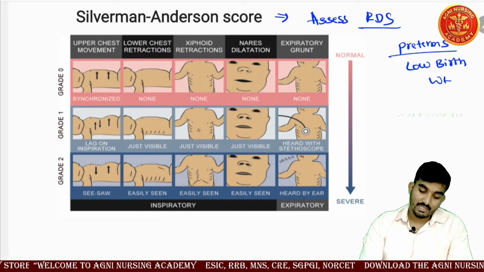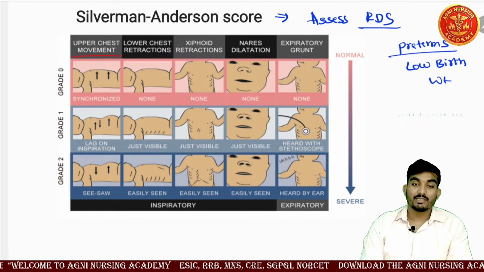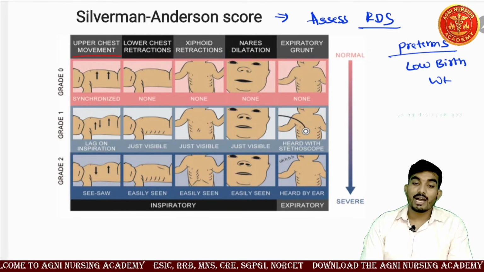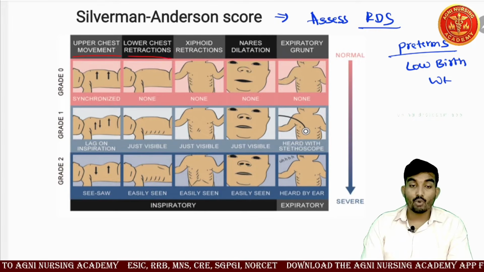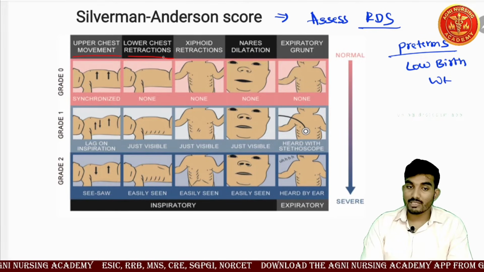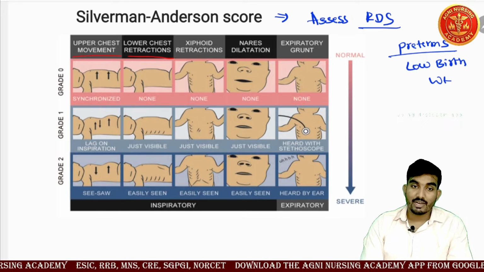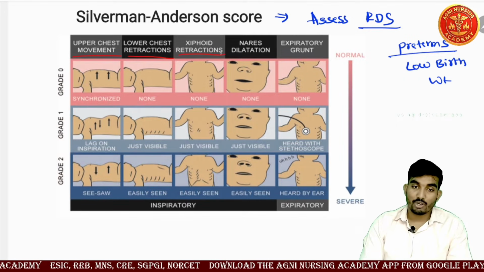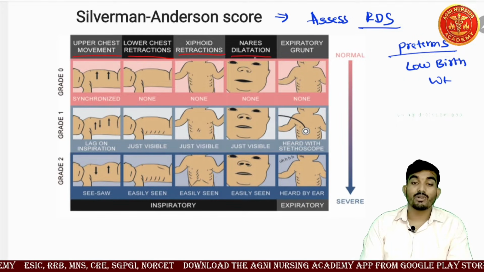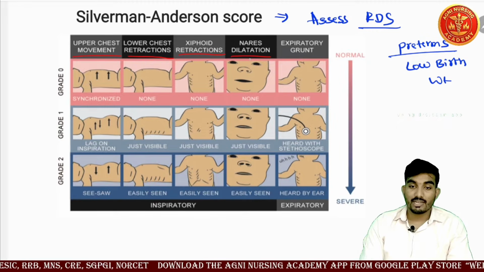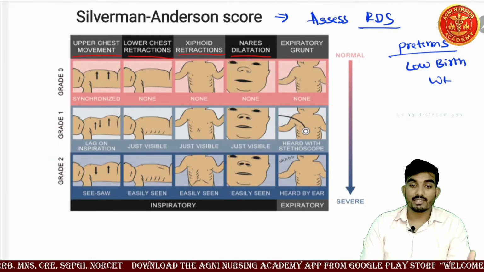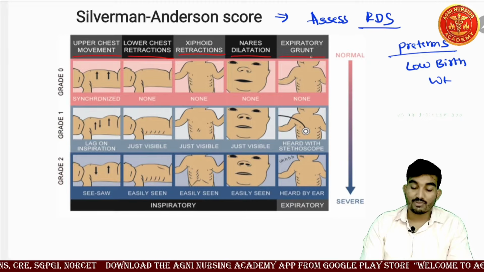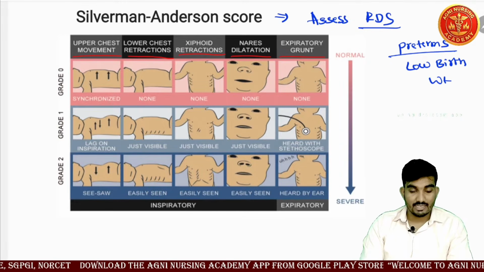First one is upper chest movements. We'll assess the upper chest movements and the lower chest retractions, and the third one is xiphoid retractions, and the fourth one is nasal flaring. We'll assess nasal dilation, how much is there, and the last one we'll assess is expiratory grunting.